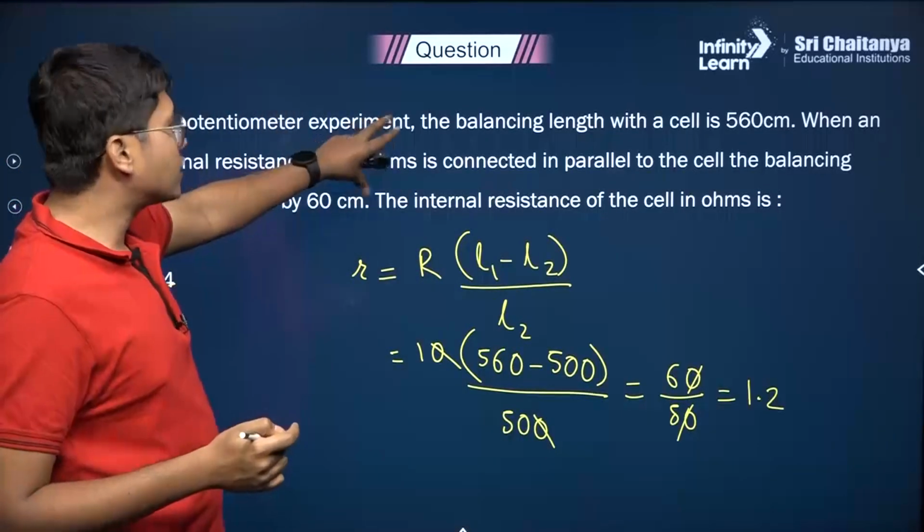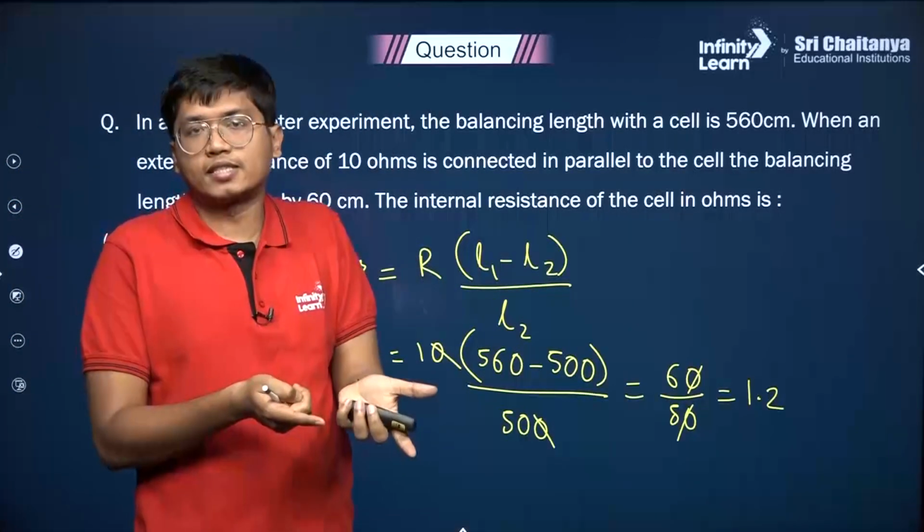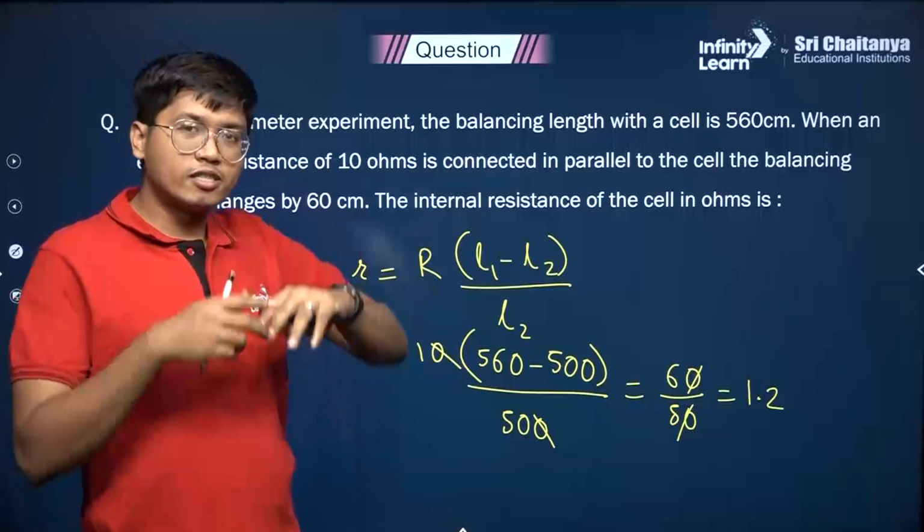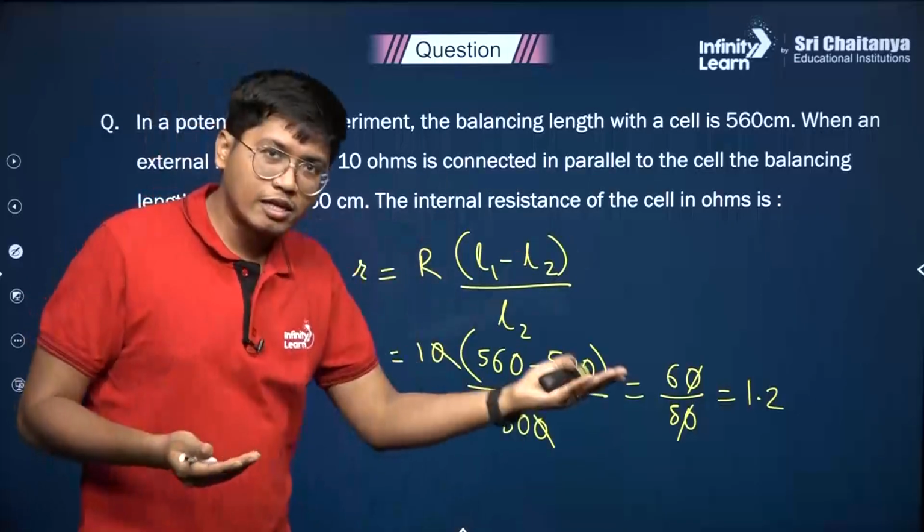Again, direct relation is just deciphering what the question says. What are the two cases here? They're not telling us we are trying to find the internal resistance, or that this is the terminal voltage, this is the EMF. No.